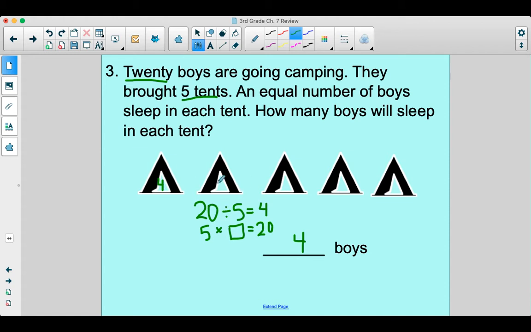So let's see. Would that be true if we put 4 boys in each tent? Would that add up to 20 boys? Let's count by 4s this time. Ready? 4, 8, 12, 16, 20. All right, so we've got it. The answer is 4.